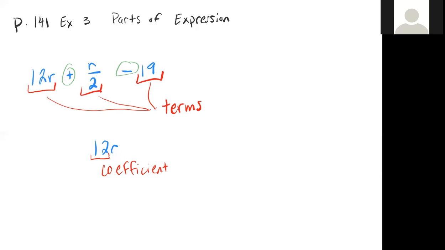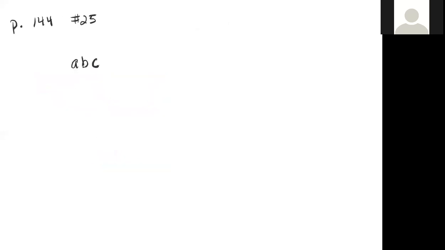All right, now that we've reviewed those vocabulary words, let's jump to an example. Let's go to page 144. We're going to look at number 25. Anthony says that the expression ABC has three terms because it uses three different variables. Critique Anthony's reasoning and explain whether he is correct. All right, so Anthony is saying that ABC has three terms. It actually only has one term.